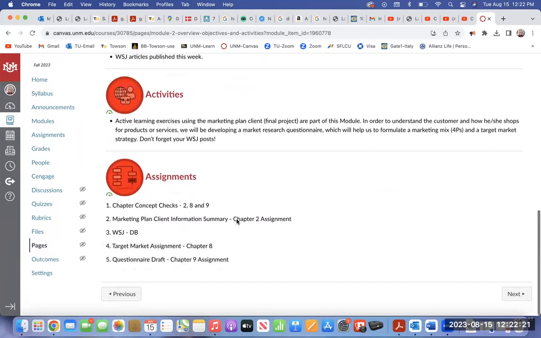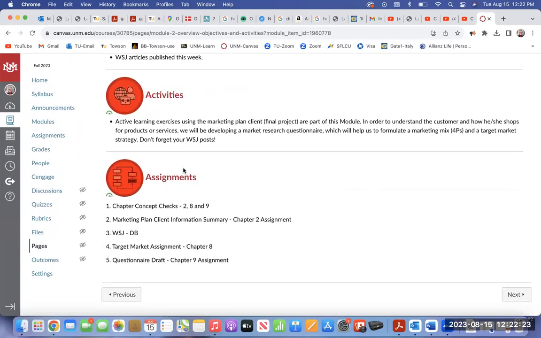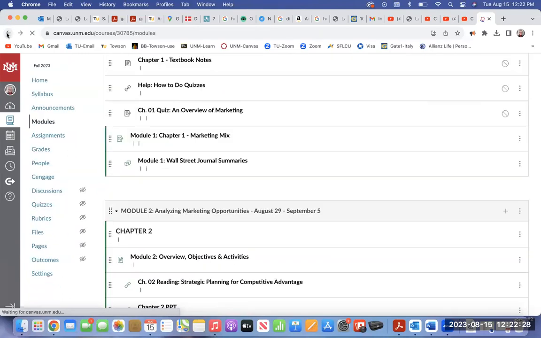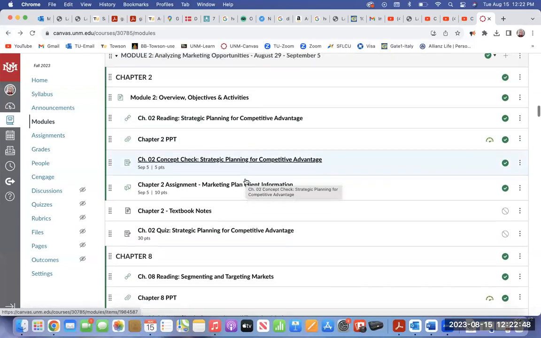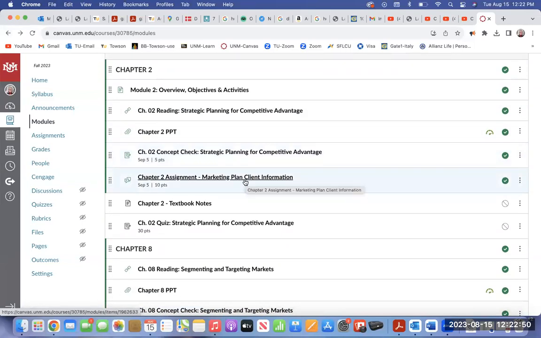And then we're going to have assignments. And this is a pretty heavy chapter as far as assignments. So spend your time very cautiously. You're going to have to keep working on your marketing plan, your final project, and it's a lot of work. So don't wait to the very end. You're going to read your chapter 2. You're going to do your chapter 2 concept check, and then an assignment. It's all about marketing plan information.